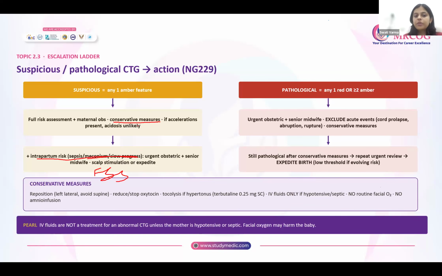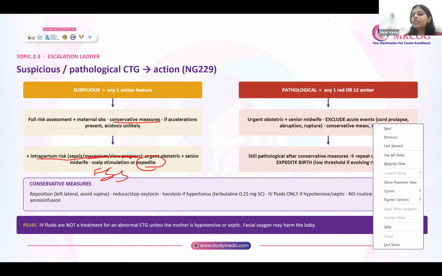If conservative measures and fetal scalp stimulation are not working, then of course expedite the delivery. So this is the routine action which you have to do following suspicious, that is any one amber feature. Then comes pathological. In pathological, where any one red or two or more amber features are there, you have to seek urgent obstetric or senior midwife review earlier only.